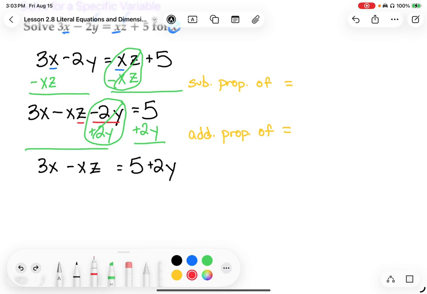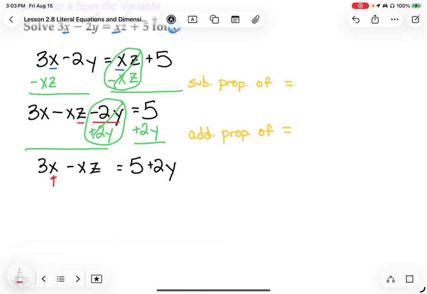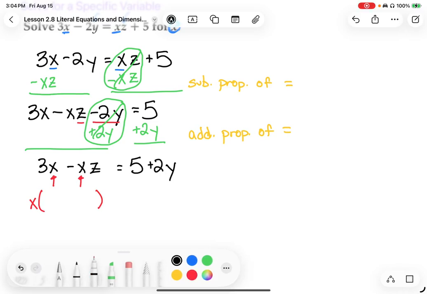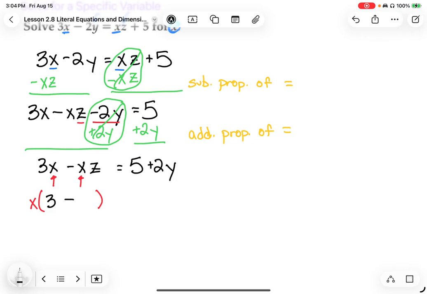Now you may think, what? The distributive property? Isn't that just when you have something outside a set of parentheses? Yes, it is, but we're going to go the opposite direction. We're going to put something outside some parentheses. See how these terms both have an x in there? I'm going to put an x outside a set of parentheses. Now let's ask ourselves a question. What would go inside the parentheses that would give me this 3x minus xz? And the answer is 3 minus z.